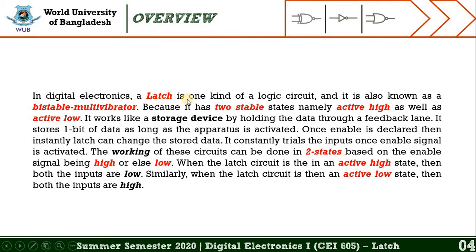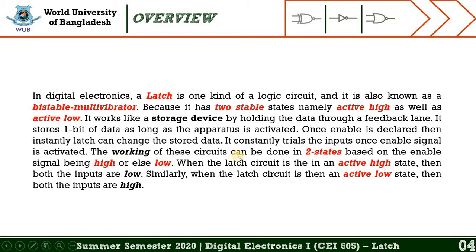In digital electronics, a latch is one kind of logic circuit, and it is also known as a bistable multivibrator because it has two stable states, namely active high as well as active low. It works like a storage device by holding the data through a feedback lane. It stores one bit of data as long as the apparatus is activated. Once the enable signal is declared, which means activated, the latch can instantly change the stored data. It constantly tracks the inputs once the enable signal is activated.